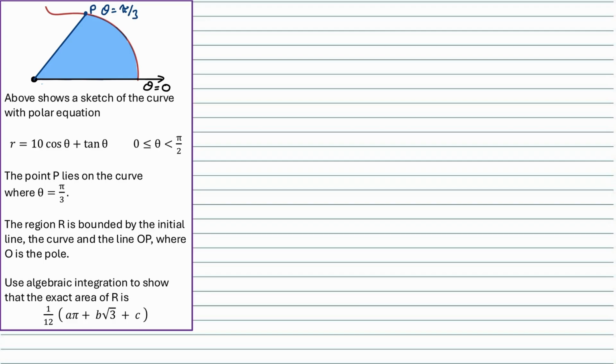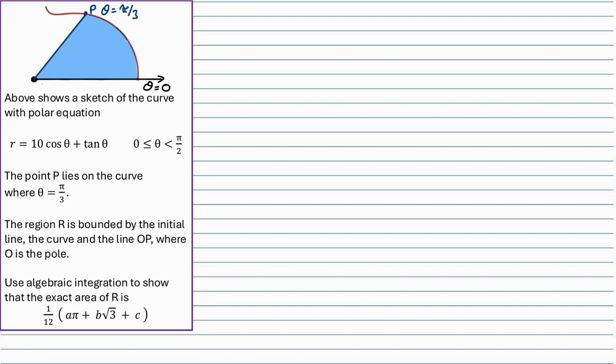So here we've got a question involving the area under a polar curve. We've been given the equation of this curve as r equals 10 cos theta plus tan theta between 0 and pi over 2. We're told that P is at the point where theta equals pi over 3, and we need to find the area underneath this curve in this form. I encourage you to give this question a go yourself, and then when you come back, you can check your working with mine.